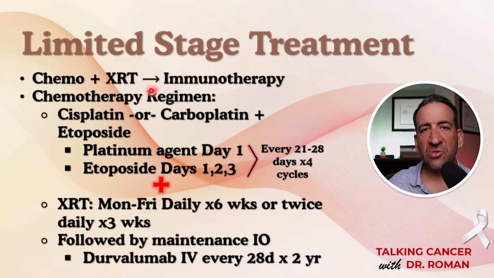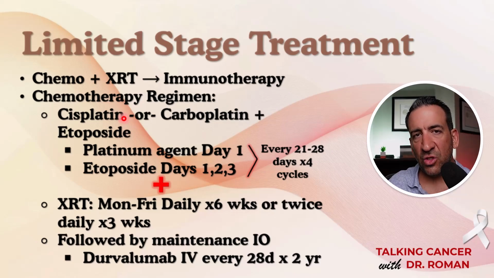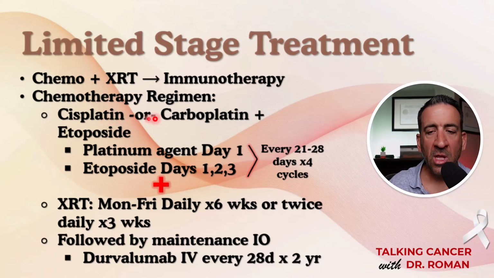Now, let's talk about the specific chemotherapy regimen that you will be given. The most common one is a platinum, which has two options: either cisplatin or carboplatin. Just know they both have risks and benefits. Cisplatin tends to cause a lot of nausea, a lot of vomiting, and it's pretty harsh on your kidneys. So you have to really monitor your kidneys and drink a lot of fluids while you are undergoing cisplatin. It can also lead to deafness if you use very high doses for a long period of time. So just something to keep in mind.